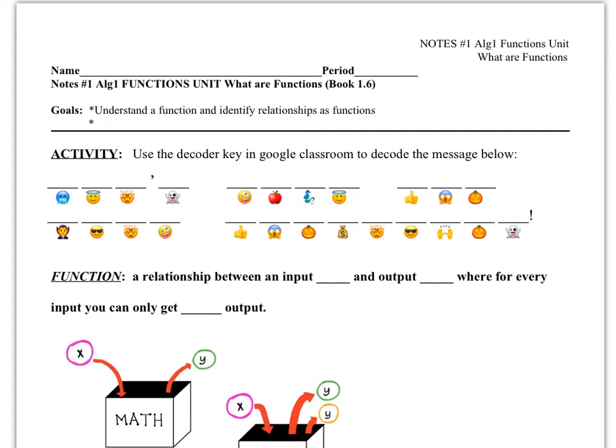In this unit, we're going to be learning about functions, what makes a pairing a function, how to identify functions, and also how to identify the domain and range of a function.